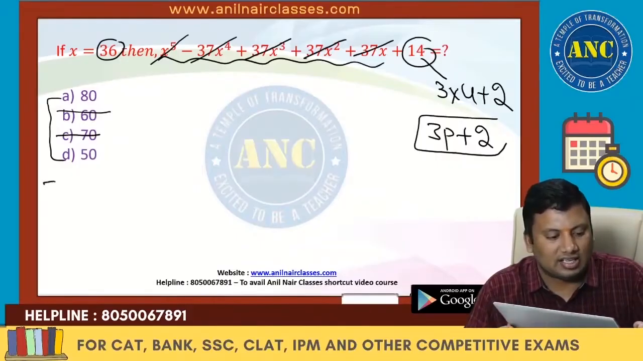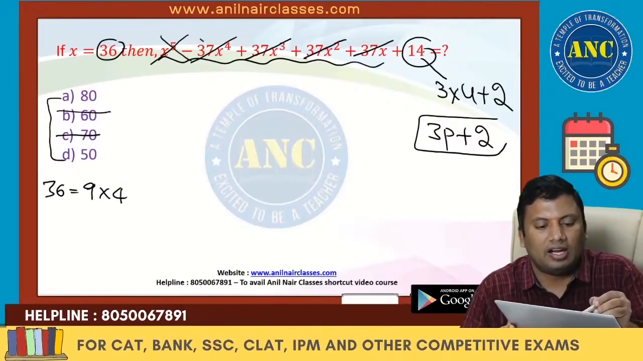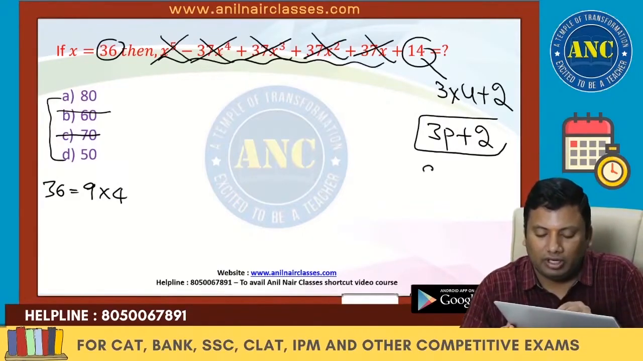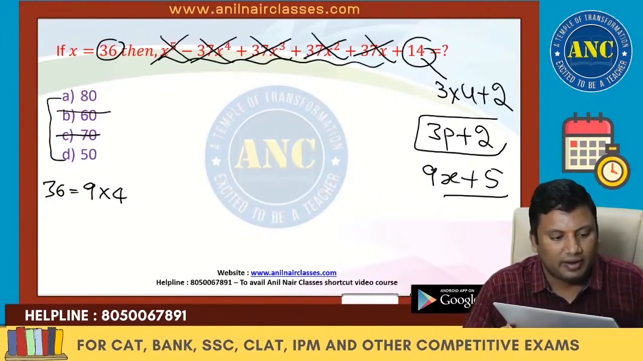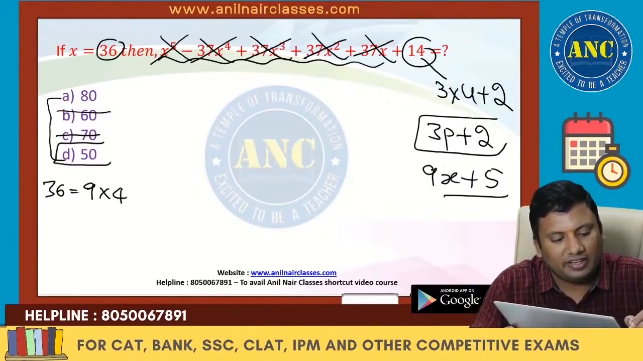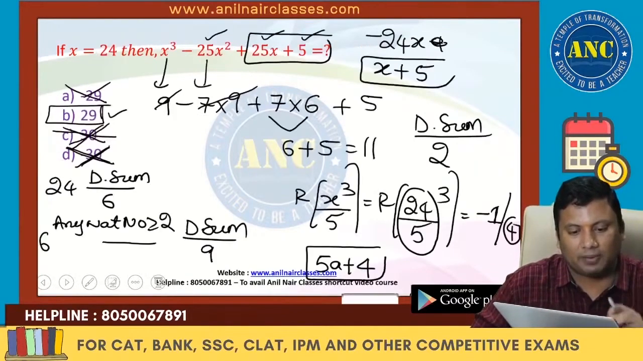Or 36 is also divisible by 9. 9 into 4. All are divisible by 9. 14 is 9 into 1 plus 5. So 9x plus 5. 50 is the answer. You don't need to know the other methods if you are sharp enough.